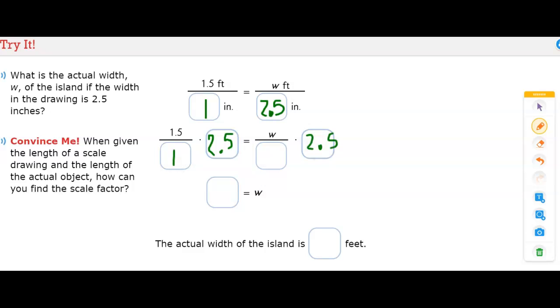That's a 1, and that is a 2 5/10. So that cancels, and then we have 1 5/10 times 2 5/10. That is 3 75/100, which is equal to the actual width of that island. So the actual width would be 3 75/100 feet.